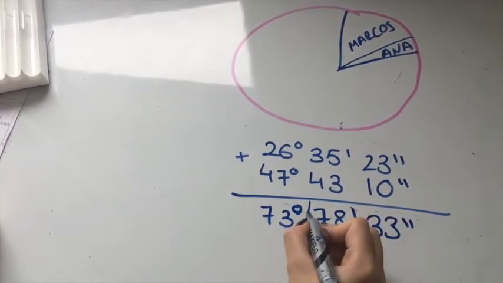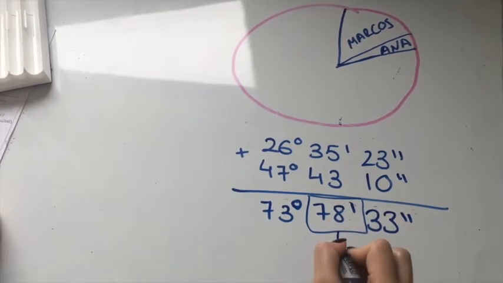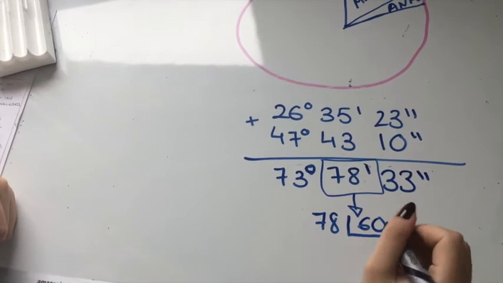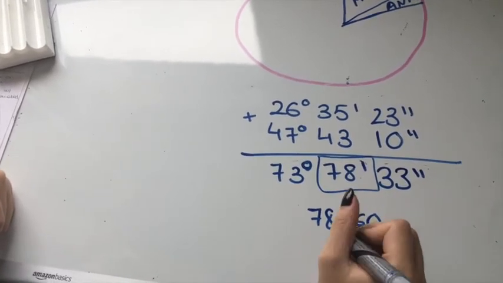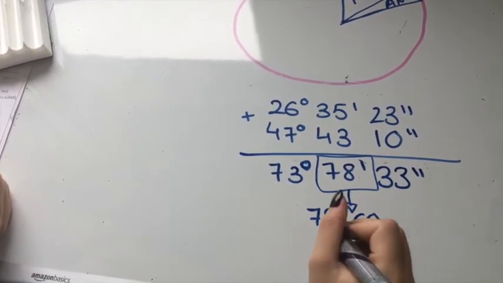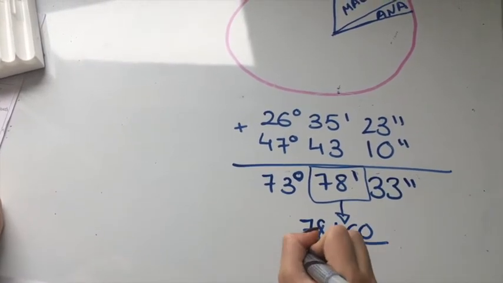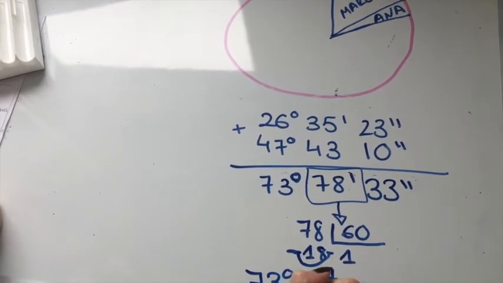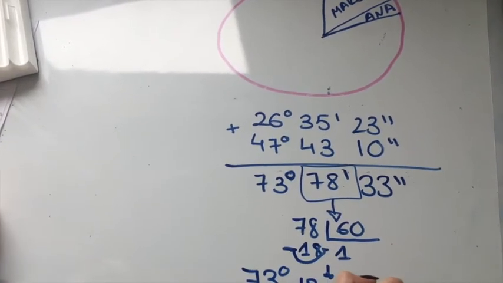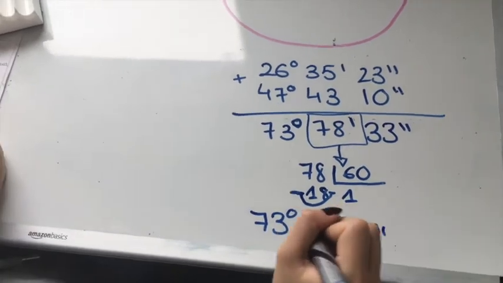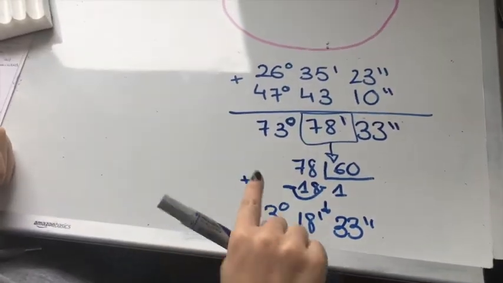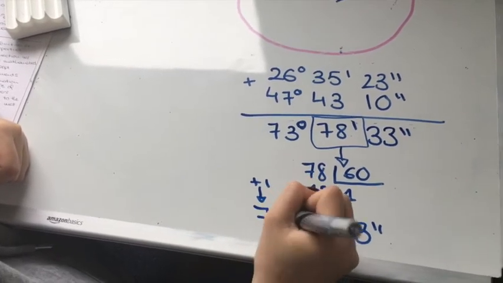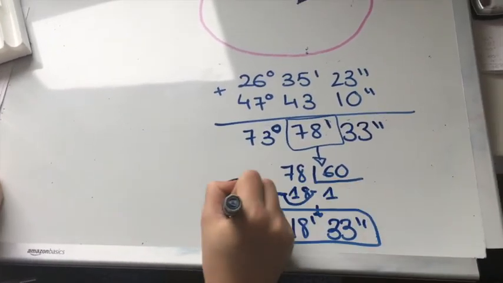As you can see, the result is 73 degrees, 78 minutes and 33 seconds. 78 is bigger than 60, so we will have to transform that quantity into degrees. So, we will have to divide 78 by 60. As you can see, the result is 1 degree and the remainder is 18, which are the minutes that are left. So, the new result would be 18 minutes, 33 seconds, and we will add 1 degree more to the ones we had before, so the degrees will move on from 73 to 74.